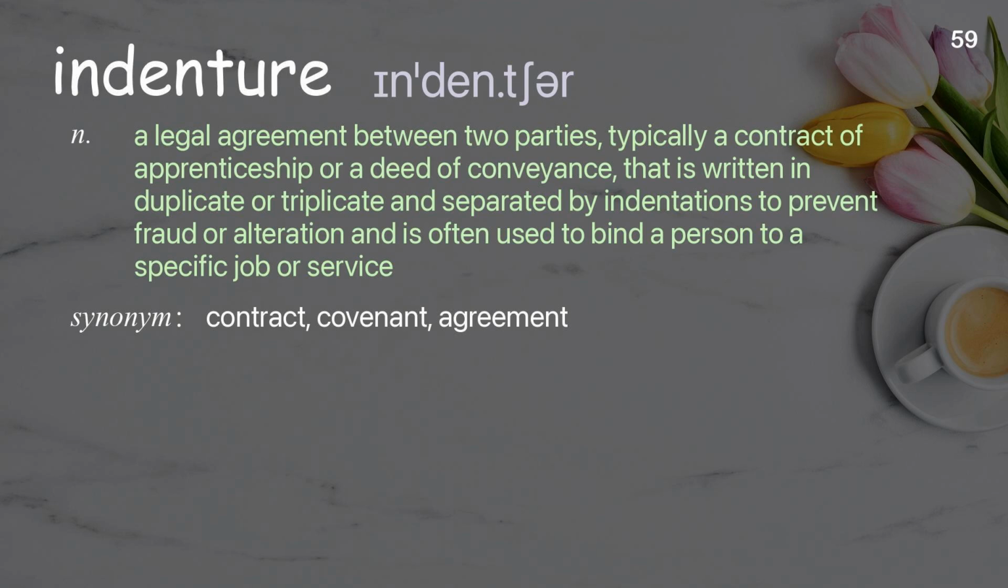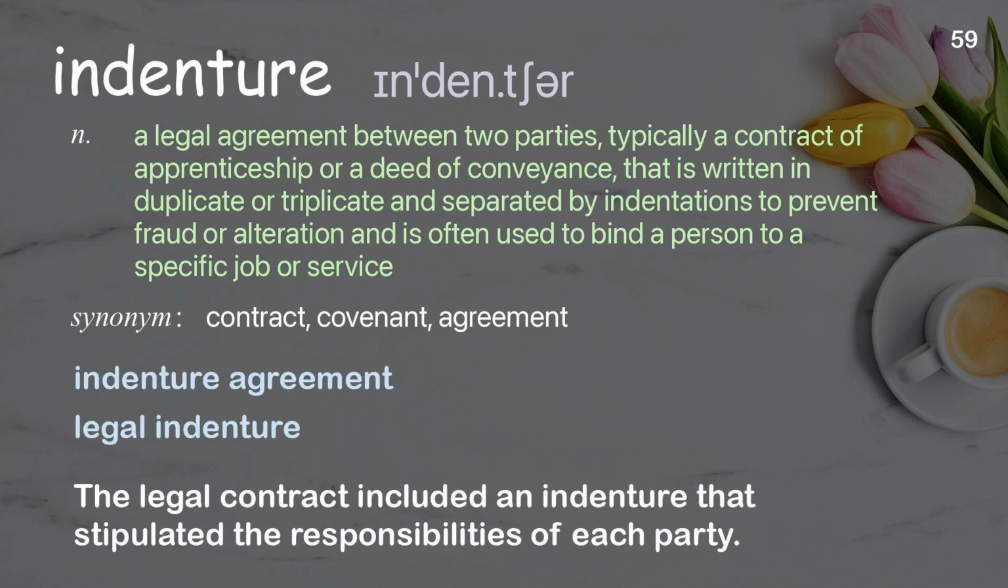Indenture. A legal agreement between two parties, typically a contract of apprenticeship or a deed of conveyance, that is written in duplicate or triplicate and separated by indentations to prevent fraud or alteration and is often used to bind a person to a specific job or service. Examples: indenture agreement, legal indenture. The legal contract included an indenture that stipulated the responsibilities of each party.